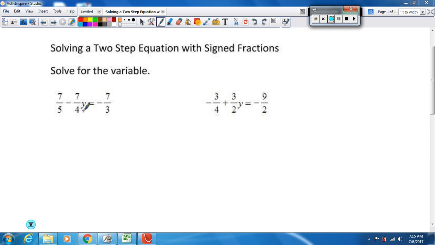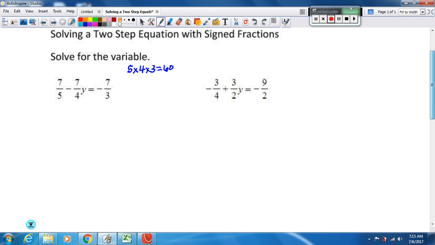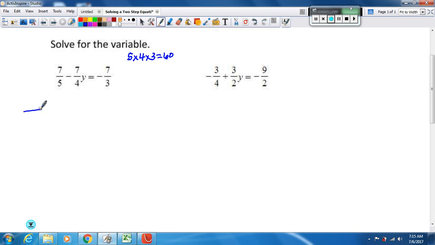So 5 times 4 is 20 times 3. Let me write that out. 5 times 4 times 3 equals 60. Once you do that, then you rewrite the problem with extra large fraction bars like this. 7 over 5 minus fraction bar. Now that y on the side, I'm going to move that up to the top. Equals negative 7 over 3. And then that 60, whatever number you found there, you put that on the top with each fraction, or with each term, I should say.